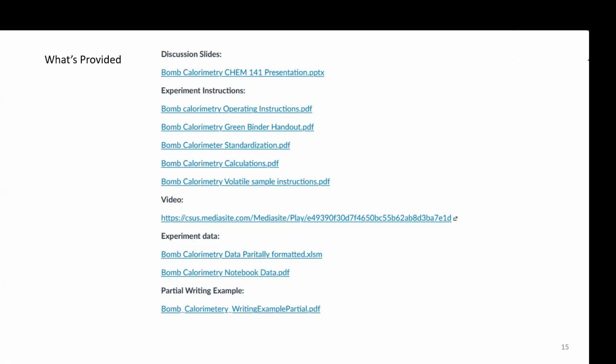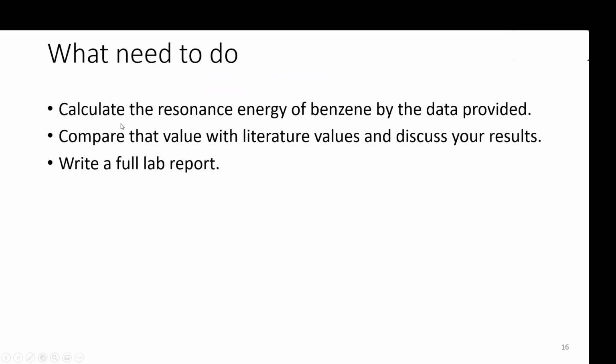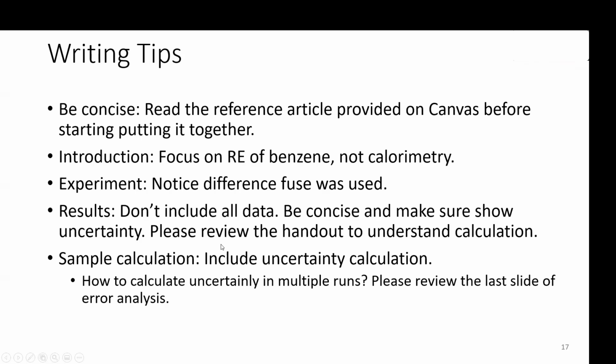You can use this one as a reference, and you can use the literature as reference. Remember, I asked you to look up the resonance energy of benzene in the literature, and you can find that literature, and you can use that as a writing example. You need to calculate the resonance energy of benzene from the data provided. Also calculate the uncertainty values, compare that value with the literature, and discuss your result and write a full lab report. There are some writing tips for this one.